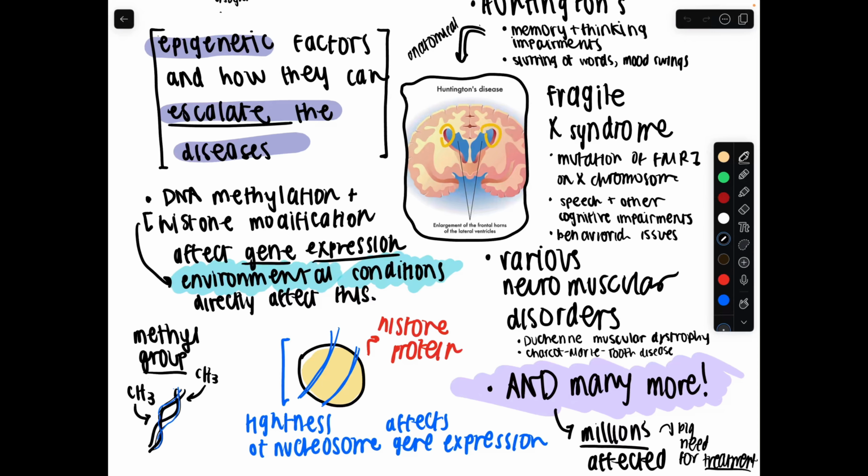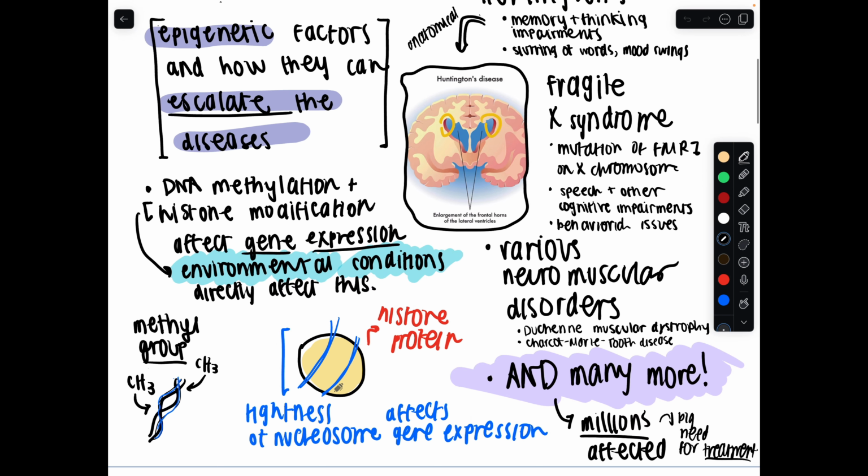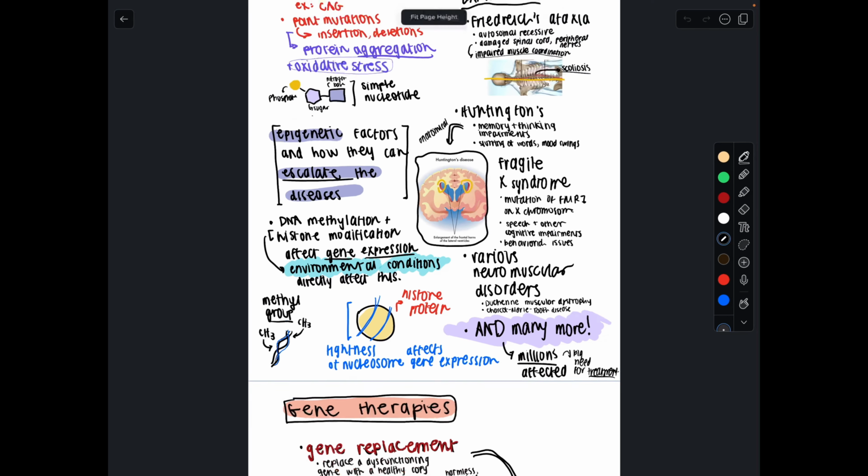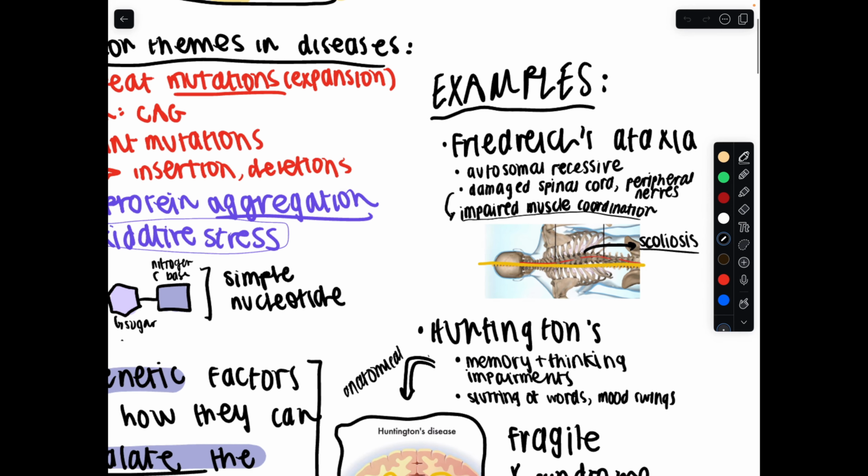One of the ways is the addition of methyl groups, or changing the tightness of DNA around histone proteins, which are essentially the proteins that allow DNA to condense. In general, epigenetics is an important factor because it demonstrates how environment can extremely influence disease. Now let's dive a little deeper into specific examples of neurogenetic disorders.